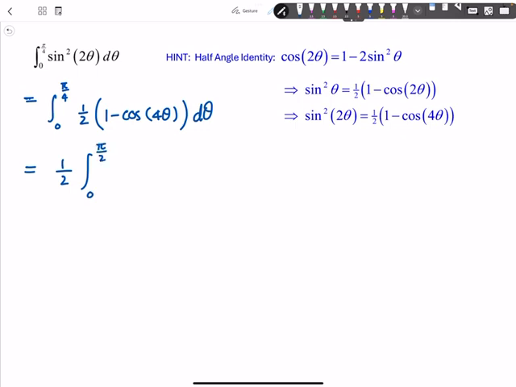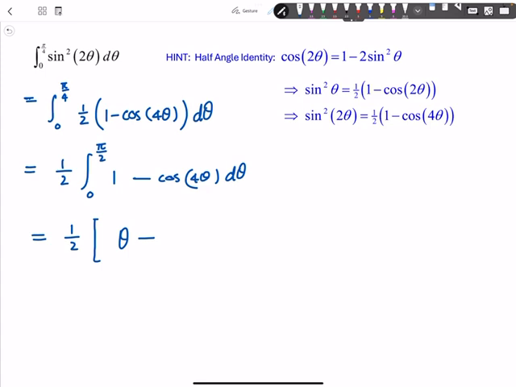Kind of makes things a little bit easier. And then we're simply integrating 1 minus cosine of 4 theta d theta. All right, so this will be equal to 1/2 times the integral of 1, which is theta, minus the integral of cosine of 4 times theta.